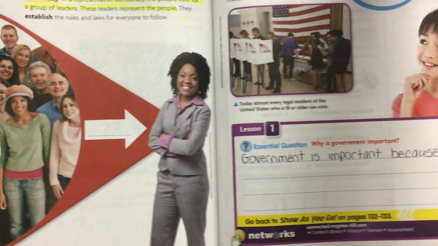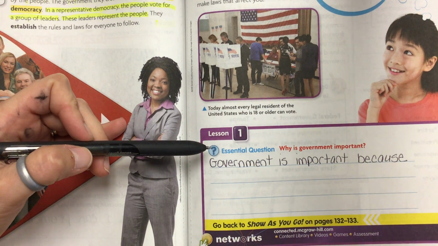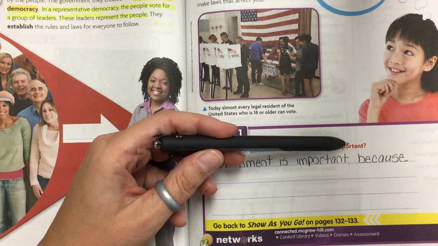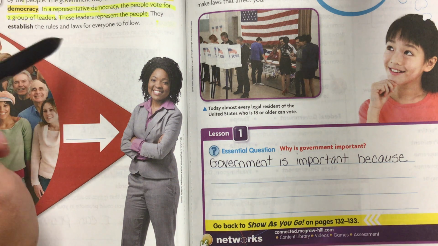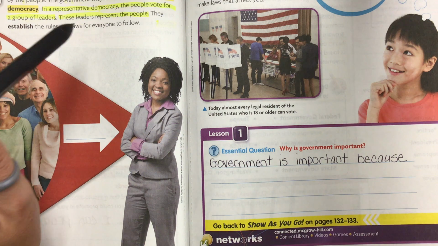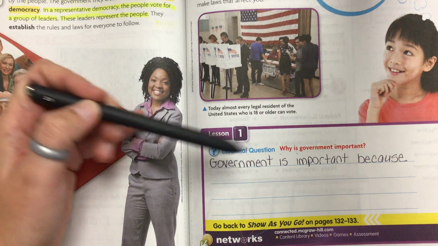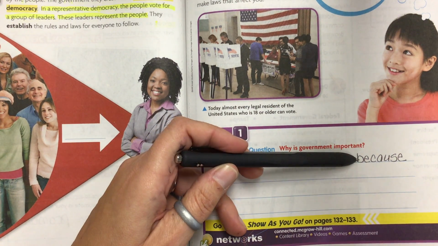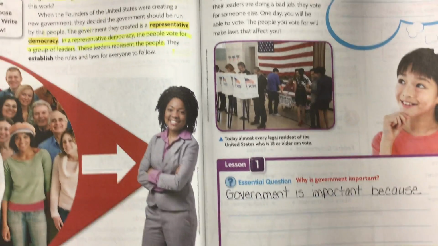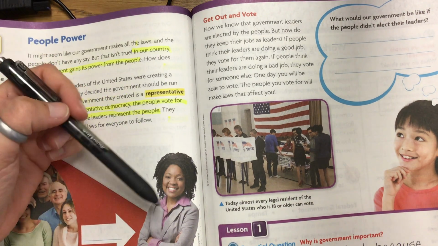And then down here is the essential question. Now that we've read all about our government, I want you to answer this question. Why is government important? And please make sure you look back in your text and answer this question using details from what we just read in our text. Okay, and please make sure that you restate the question. Government is important because, and then finish that sentence using those details that we just read about in the last several pages. Go ahead and look back in the text for your answers.